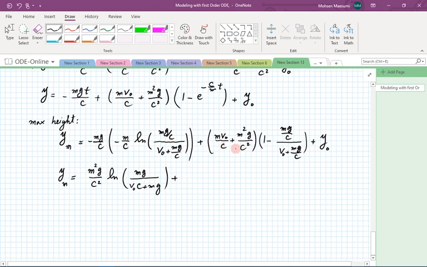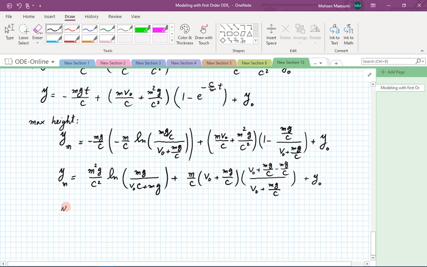Here perhaps we go ahead and factor out m over c as it was originally. So I'll have v0 plus mg over c. Notice this is exactly the same as that, times this fraction. In this fraction, let's go ahead and take the common denominator. It's v0 plus mg over c. 1 times this is going to be v0 plus mg over c, and subtracting the same thing, and then y0.